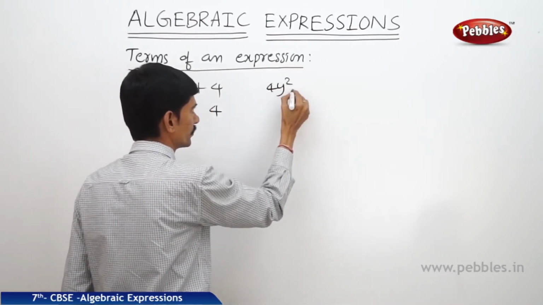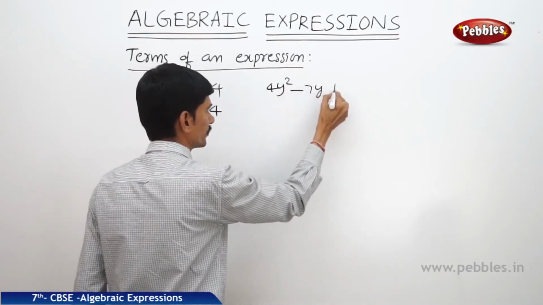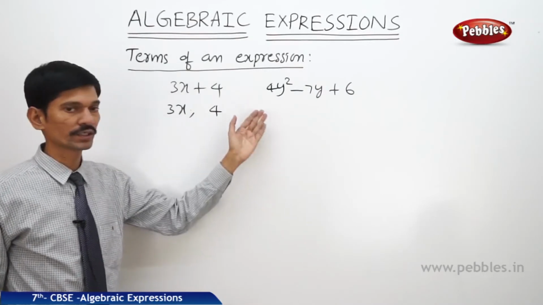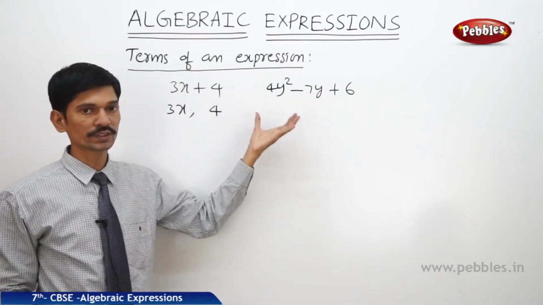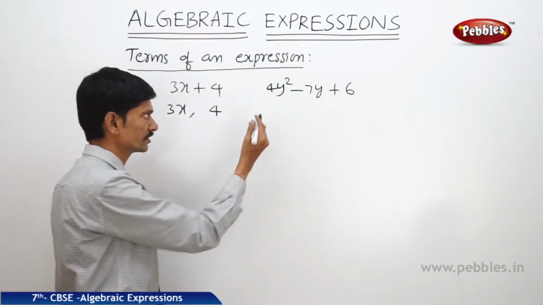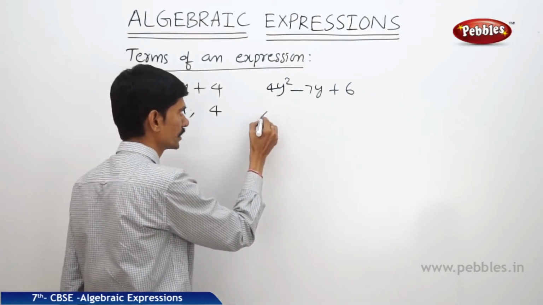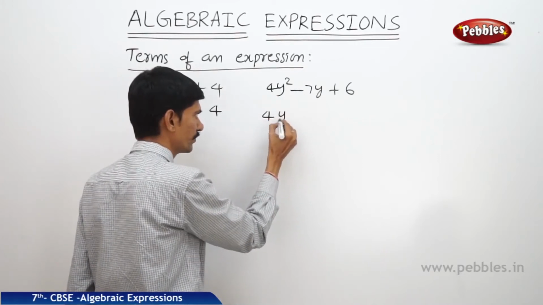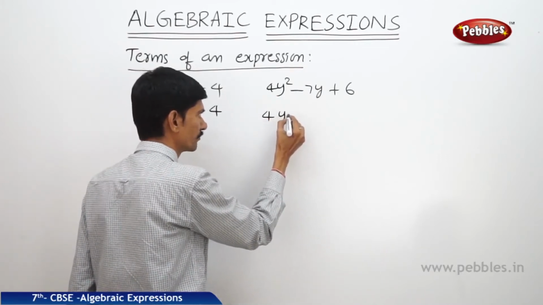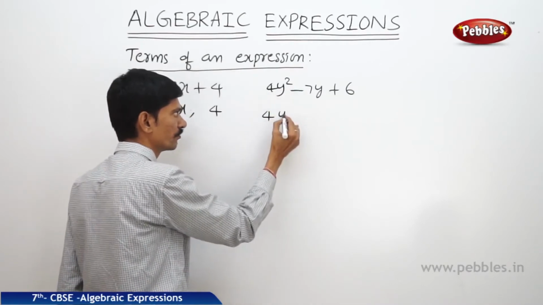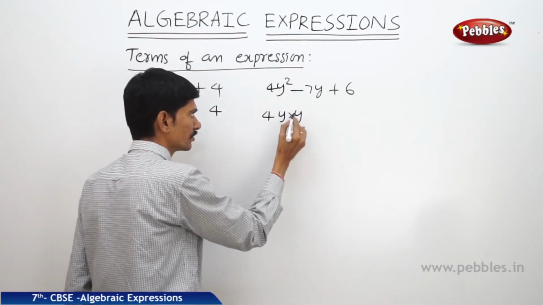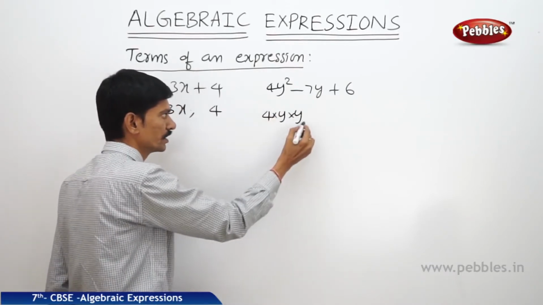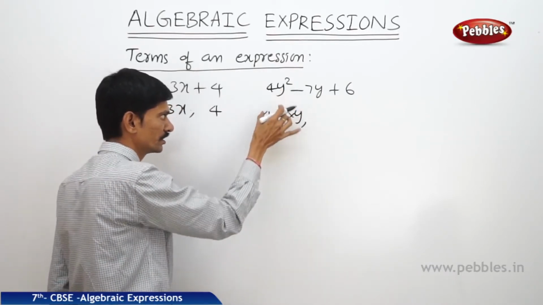4y square minus 7y plus 6. Let us see how this algebraic expression is formed. First, 4y square is obtained by multiplying 4 by the product of y by y itself. First you multiply y by y, then you multiply this product by 4. Then this term is formed.